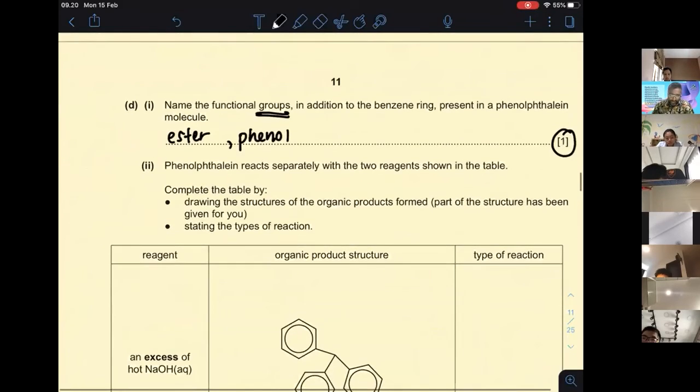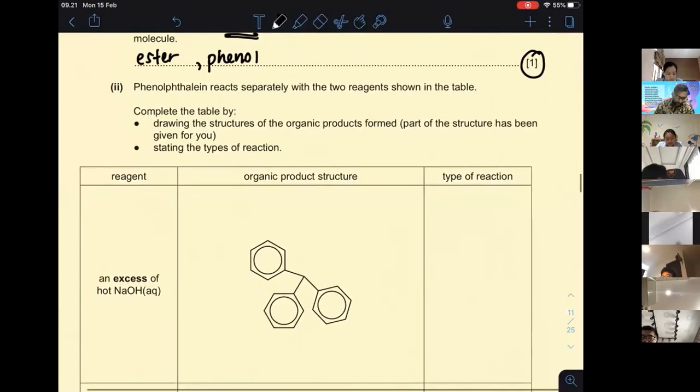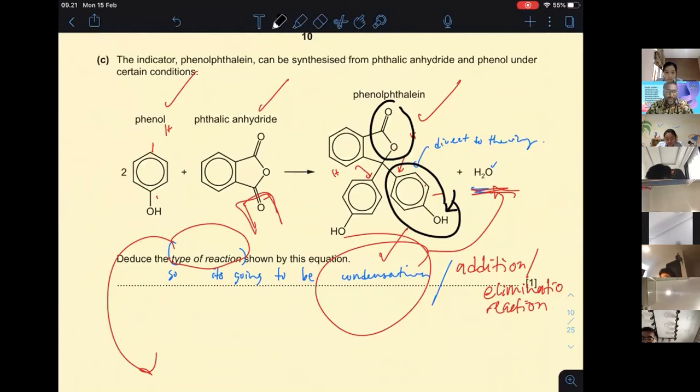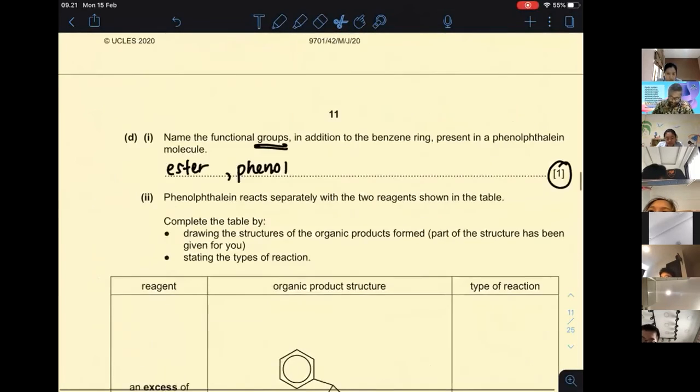Now, phenolphthalein reacts separately with two reagents shown in the table. Complete the table by drawing the structure of organic products formed. Part of the structure has been given for you, stating the types of the reaction. So we need to actually draw the structure of organic compounds formed. Now if you have excess hot sodium hydroxide, we need to know that, if I try to make it nicer, I will bring it down. This is going to be the structure of phenolphthalein. So I copy, I put it here so that it is easier to see.